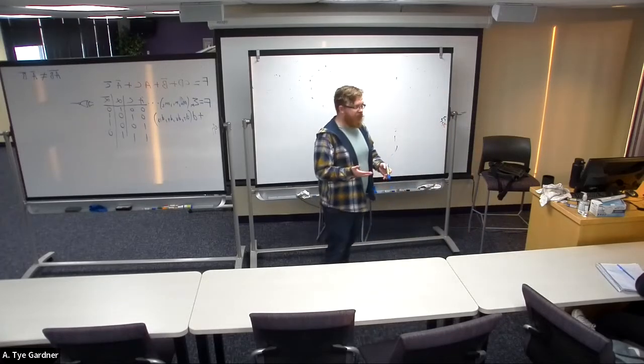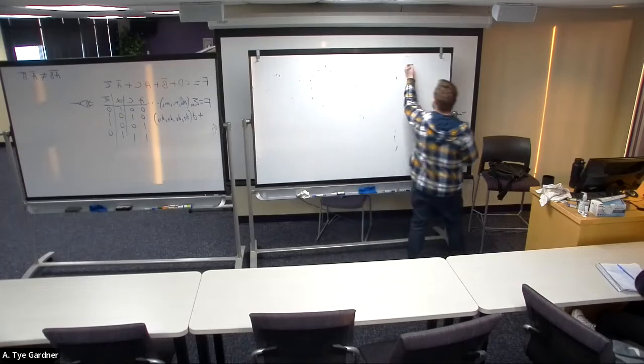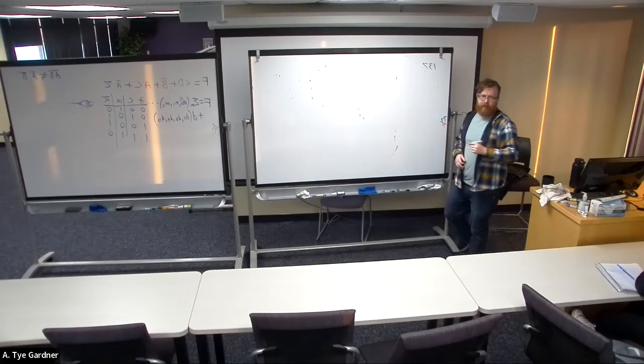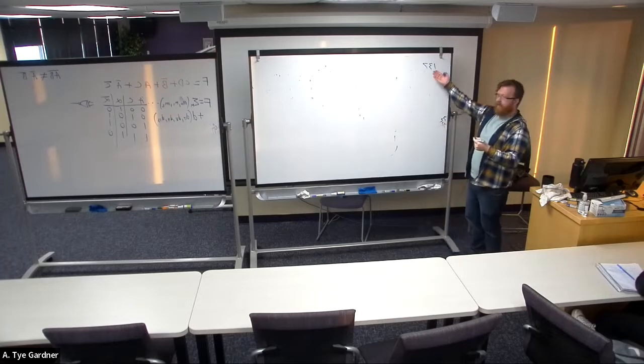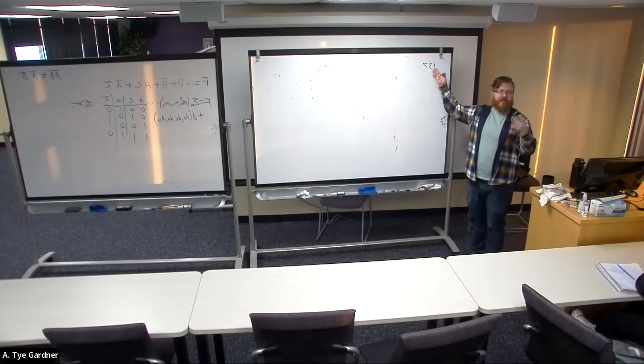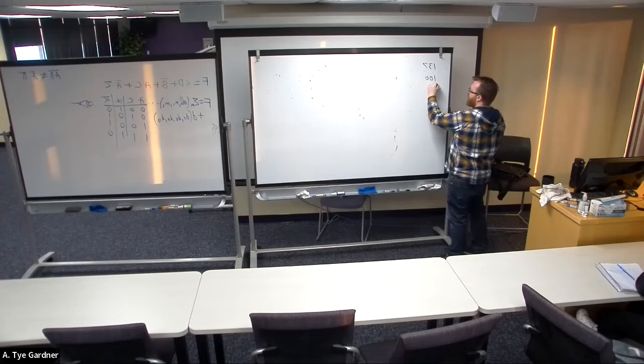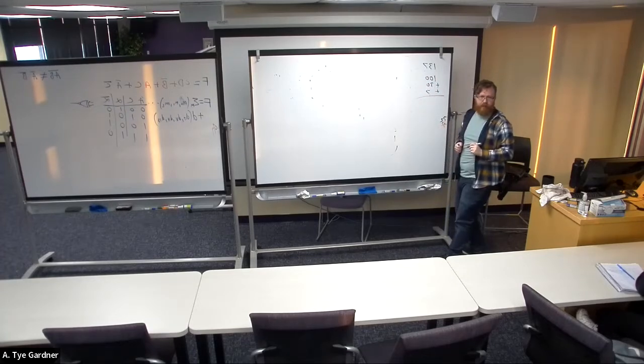Binary numbers are really easy. So in decimal, we write 137 like so, which is the same thing as saying 100 plus 30 plus 7.